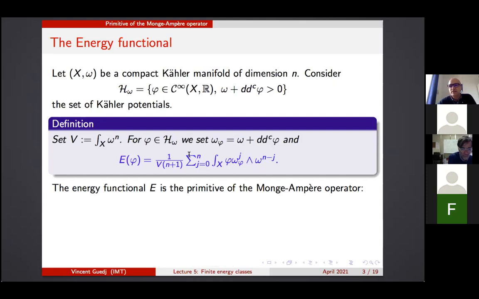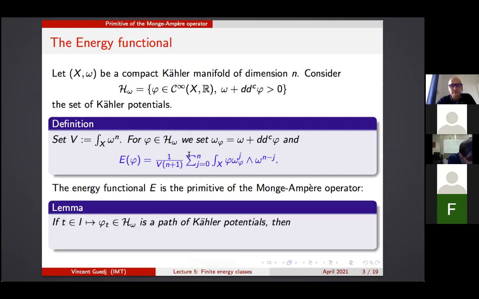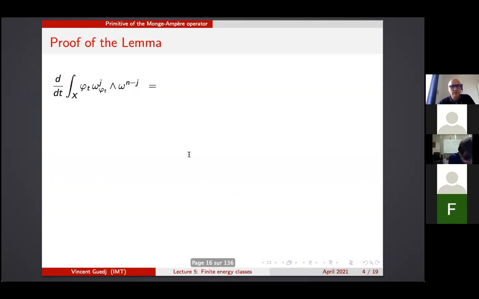This functional plays a very important role in the sequel, and it's already illustrated by the following lemma, which says that E is a primitive of the Monge-Ampère operator. So the precise statement is like this. If you take a path phi_t of Kähler potentials, then if you differentiate E along that path, what you obtain is the integral of phi_t dot against the Monge-Ampère of phi_t. Really the way you should think of it is that E prime, the differential of E, is equal to the normalized Monge-Ampère operator MA. So let me give the proof of this lemma because it is so important.